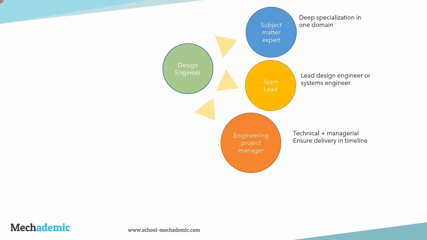The two roles, the subject matter expert and the team lead, will generally lead to a role called the principal engineer, which means that the principal engineer is the topmost expert in that domain or the leader in that systems engineering field. Principal engineer is a terminology used for the topmost expert in the organization in that area.